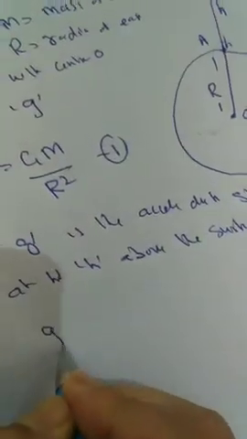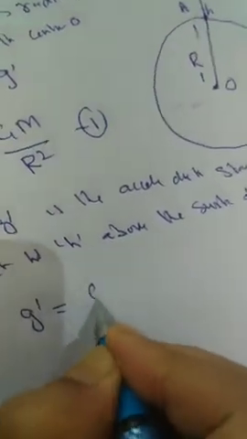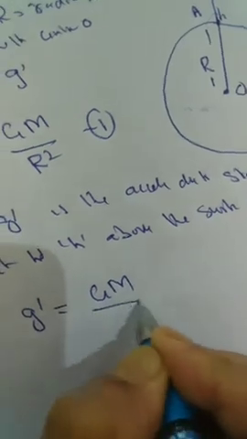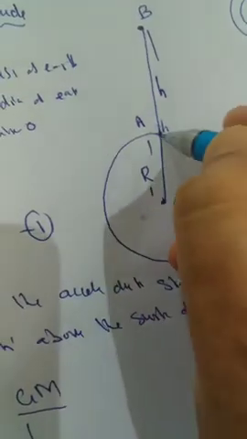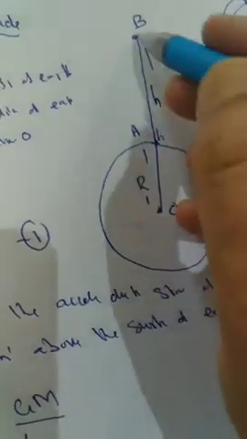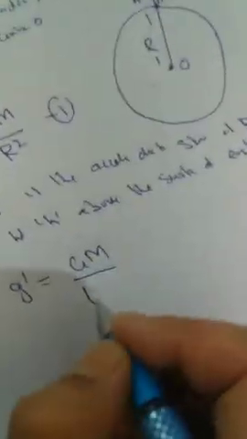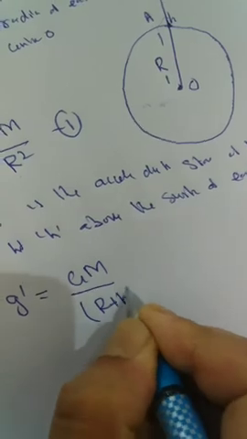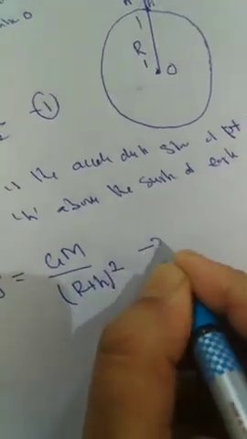That means we can again write g dash is equal to GM divided by r square. What is r? Here r is the distance between two bodies, that is r plus h. It is the distance between two bodies is r plus h, the whole square. This is equation second.